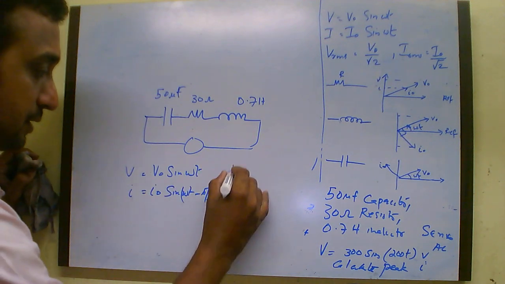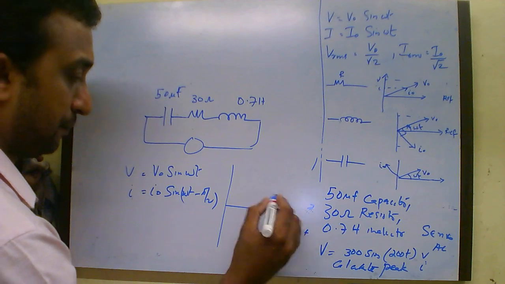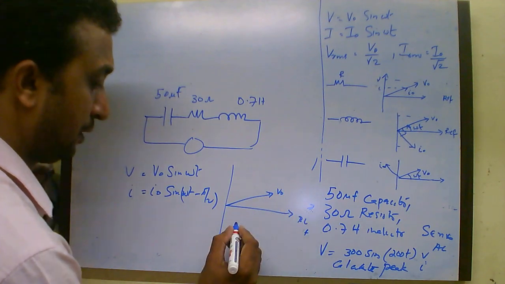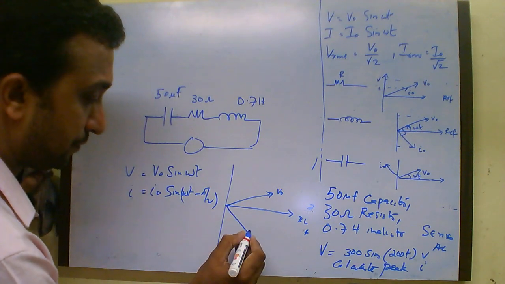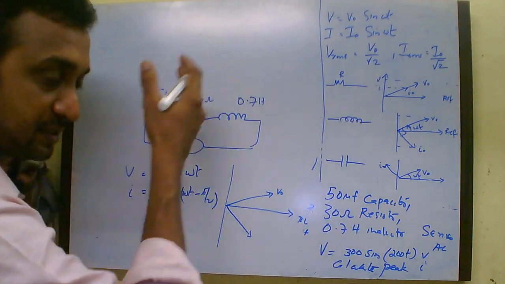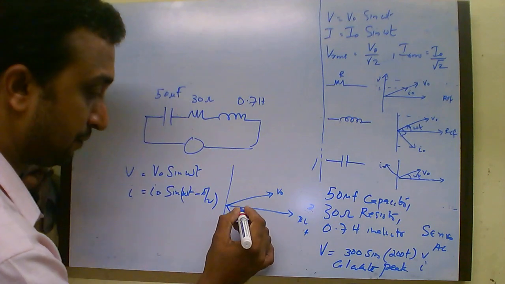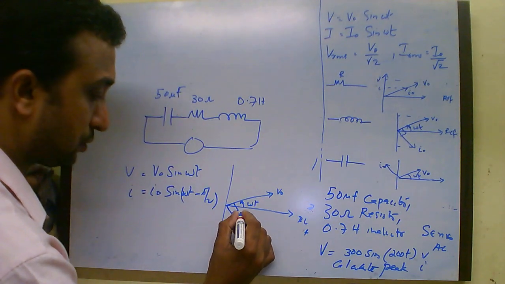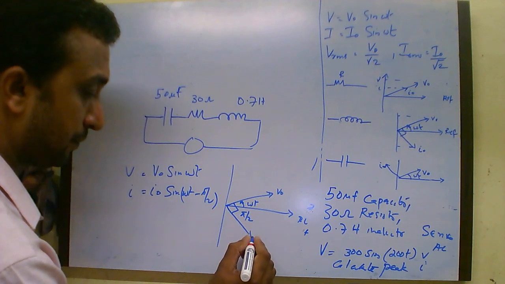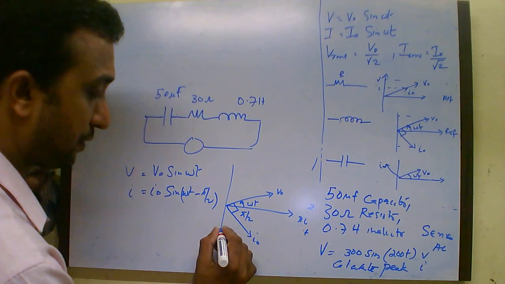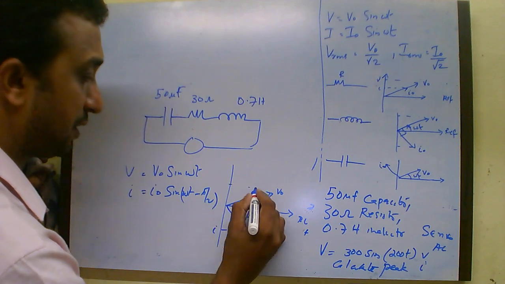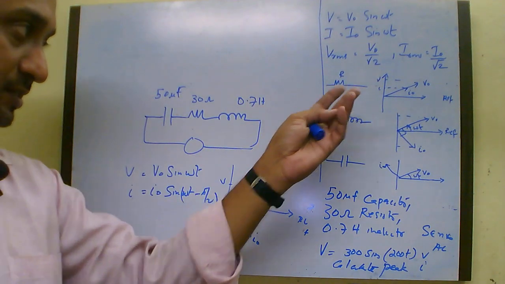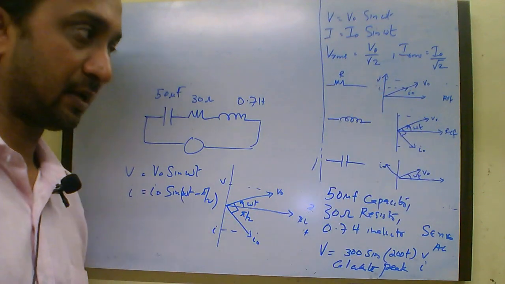So how do you represent this? This is the reference line, you have V0, and the current is lagging by 90 degrees. So the phasor diagram is turning in the anti-clockwise direction. This will be omega t minus pi by 2, so it will look something like that. Here will be the I0 value, and you have the instantaneous values I and V. Sometimes they will ask about the phasor diagram also.